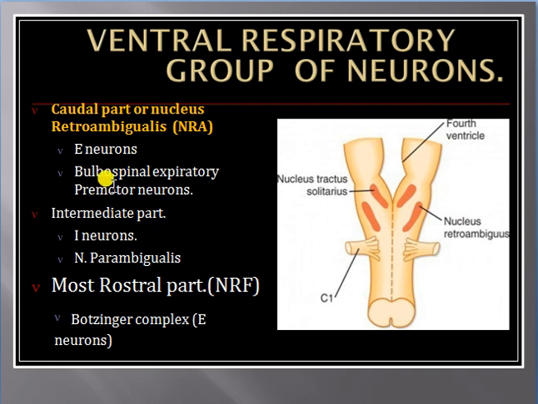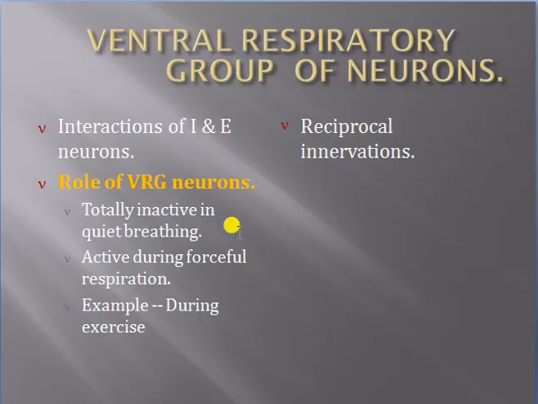Don't think more about the E neurons and the bulbo-respiratory ones. So what is this? Don't think more about it. These are just the neuron names. But whatever these neurons are, they send the information to the medullary respiratory center. So these are some of the examples.